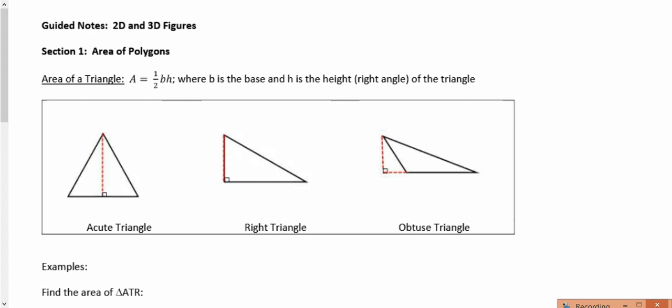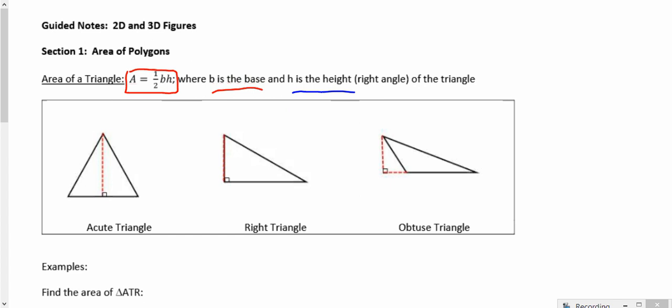So we're going to be giving formulas throughout, and the first formula that we will give you is the area of a triangle, where the letters represent general aspects of the shape. So in this case, B is base and H is height. Three examples are given for an acute, right, and obtuse angle.